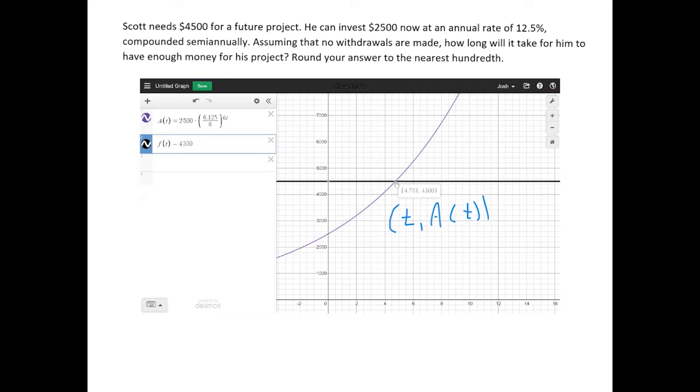So remember what I'm trying to find out. I'm trying to find out how long will it take. That is, for what time, how long will it take for that money to grow into $4,500? Well, we see here that when t is 4.751, A of t is 4,500. Now, rounding that to the nearest hundredth is going to tell us that the solution we want is when t is equal to, rounded to the nearest hundredth, 4.75. That is how long it will take the $2,500 to grow into $4,500 if there's an interest rate of 12.5% compounded semi-annually.